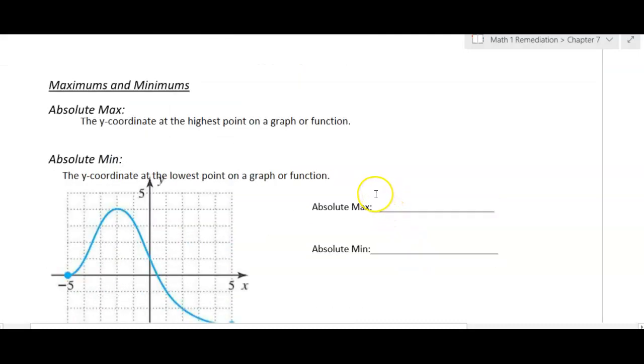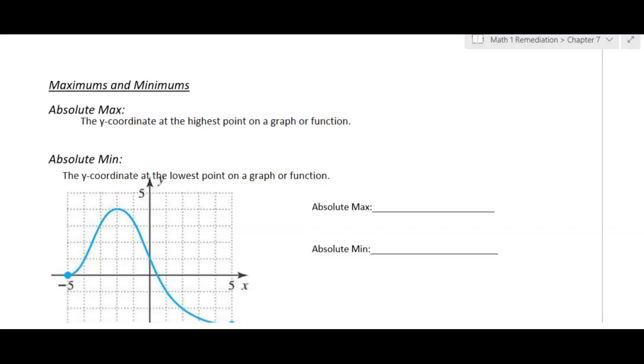So now let's talk about max and mins. The first type of max and mins we're going to talk about are the absolute max and mins. Now an absolute max is the y-coordinate at the highest point on the graph or function, and an absolute min is the y-coordinate at the lowest point, right?